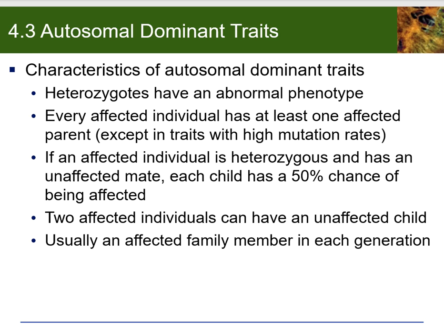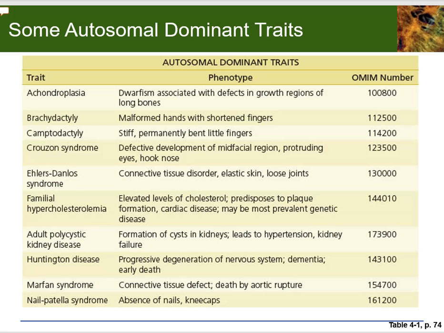Okay, autosomal dominant traits. Characteristics of autosomal dominant traits: heterozygotes have an abnormal phenotype. Every affected individual has at least one affected parent, except in traits with high mutation rates. If an affected individual is heterozygous and has an unaffected mate, each child has a 50% chance of being affected. Two affected individuals can have an unaffected child, and usually there is an affected family member in each generation. Here are some autosomal dominant traits.